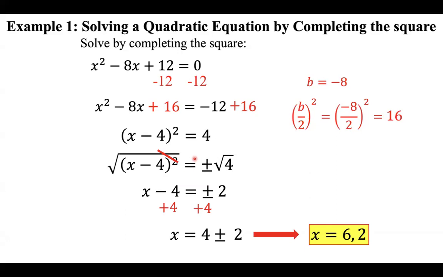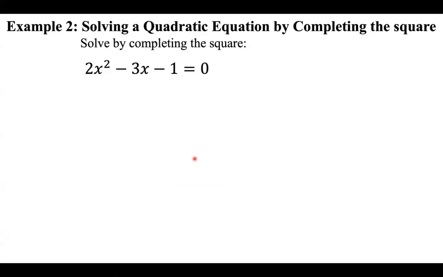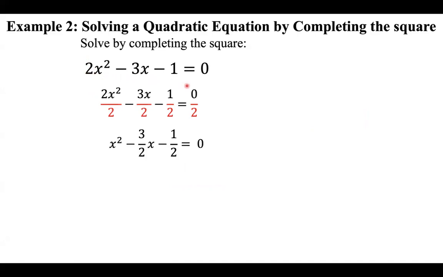What happens if a was not a 1? Well, since my a value is not a 1, I have to divide everything by 2 to get the following here. Next step would be to take the constant number over to the other side first by adding half. Now we take our b value, divide it by 2, and then square it.